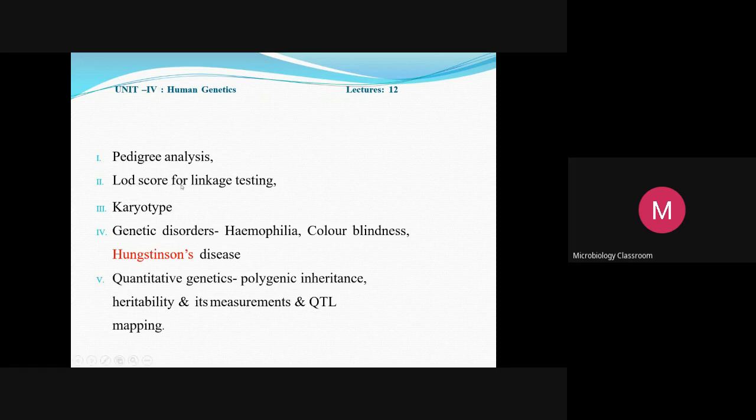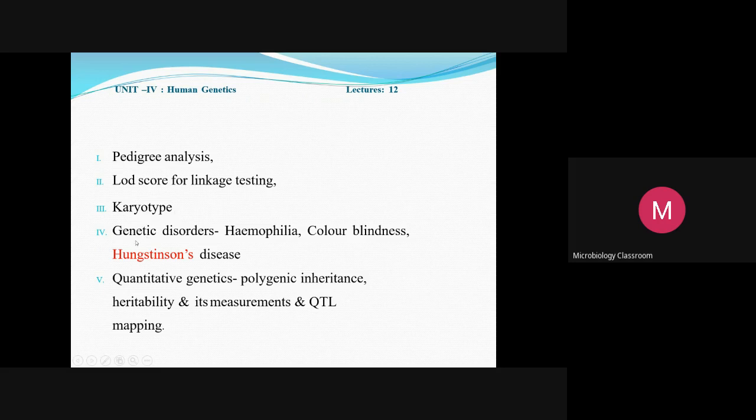Then about the LOD score of linkage testing. So LOD score is the ratio of independent assortment and linked genes. Then about the karyotype, that is the collection of the chromosomes, the ordering and arranging of the chromosomes of an organism, that is called a karyotype.